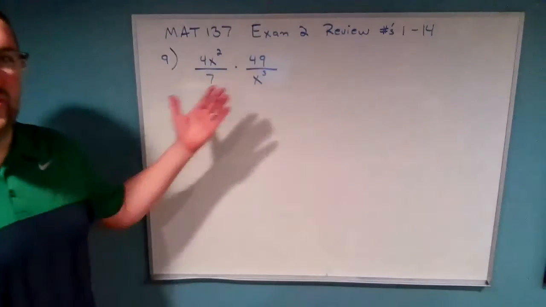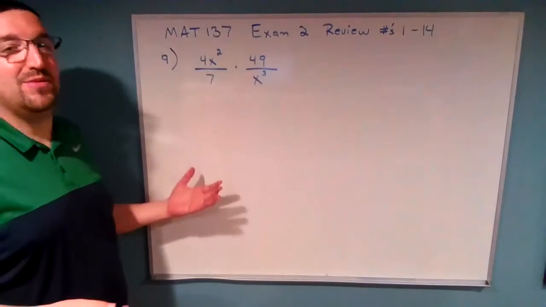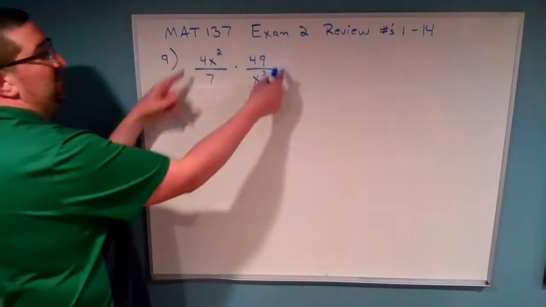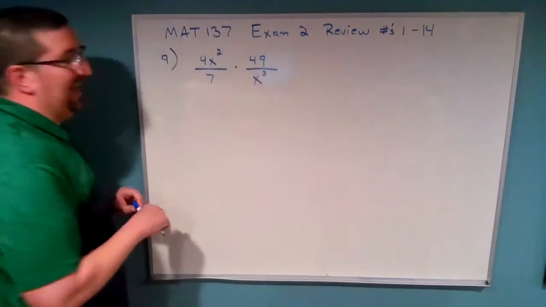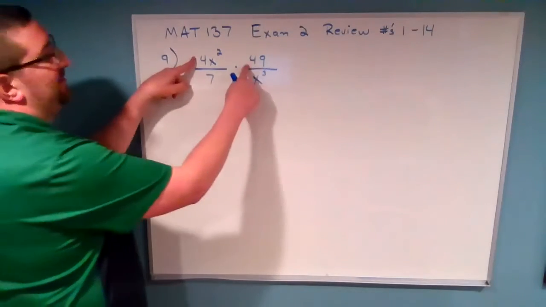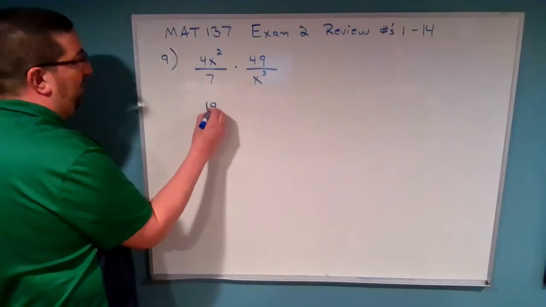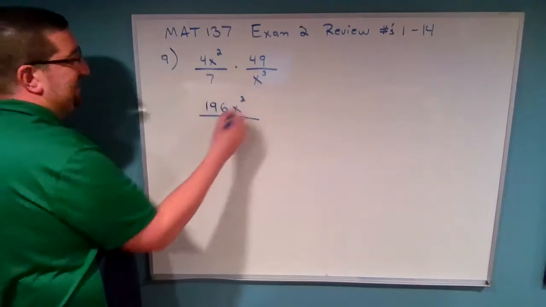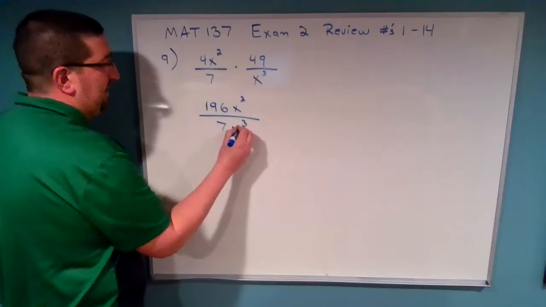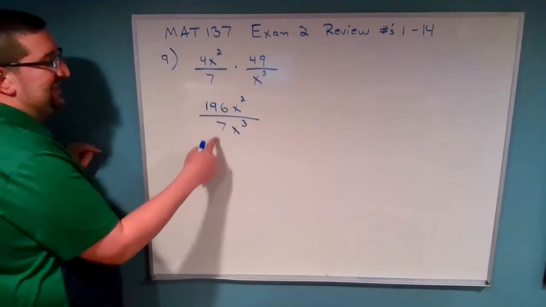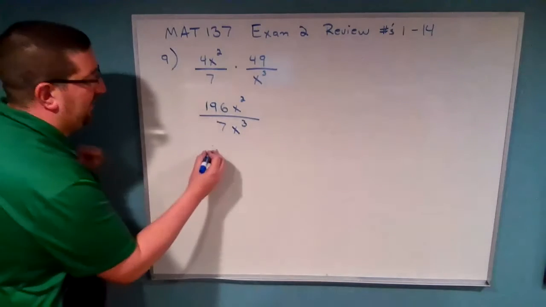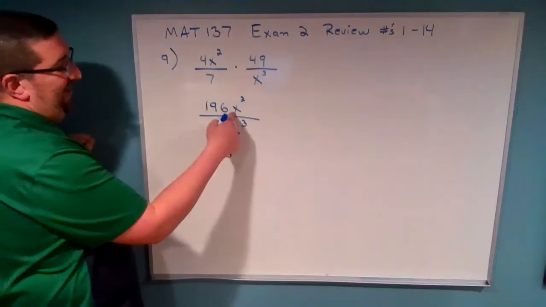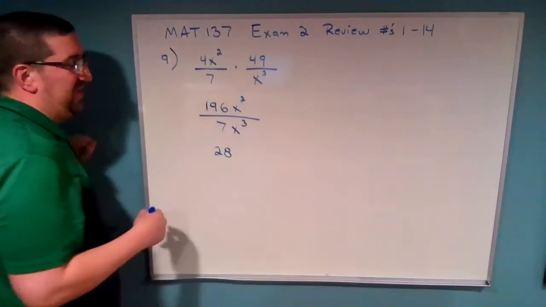Okay, for number 9, I'm going to show you two different ways of looking at this. The most common way, and what you're probably going to do, is when we see all monomials, multiply it together. So we have 4 times 49 would be 196 x squared over 7 times x cubed. 196 over 7, put that into your calculator, we get 28. And then we have x squared over x to the 3rd.